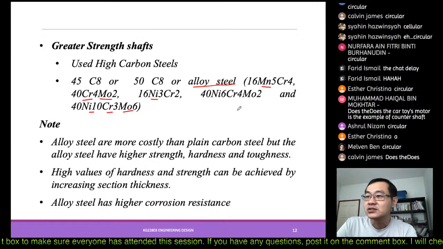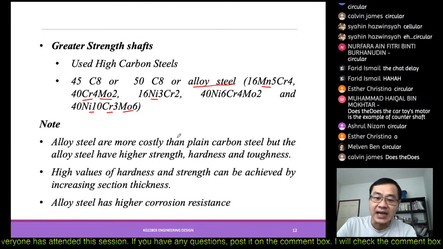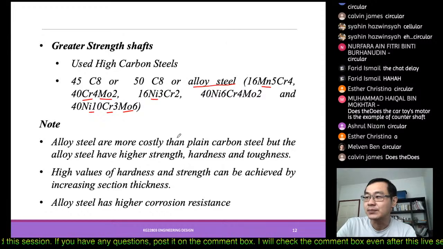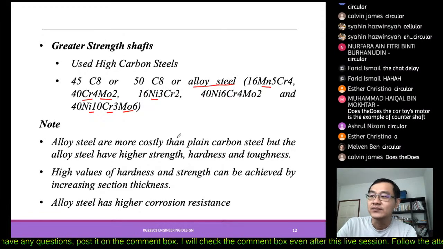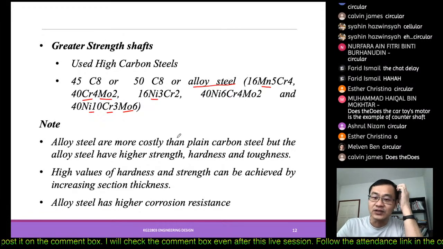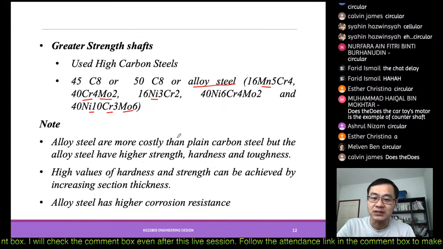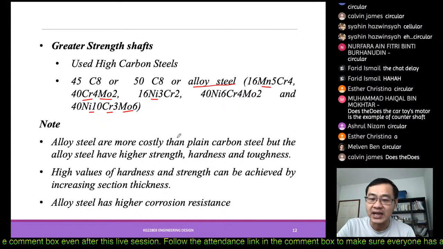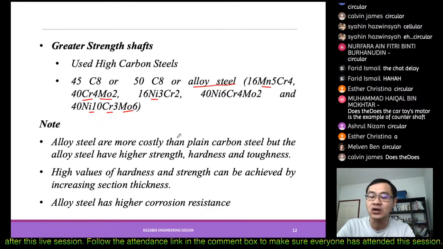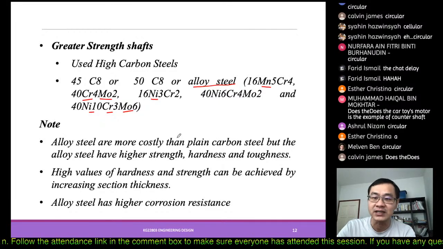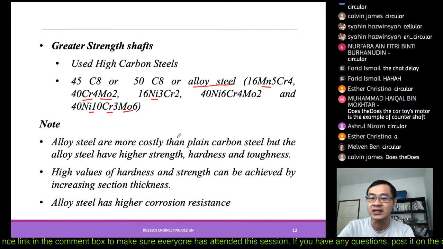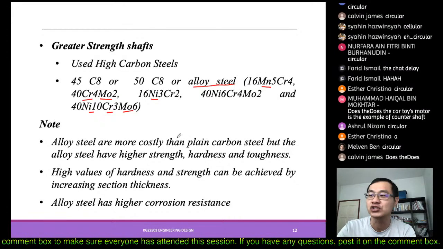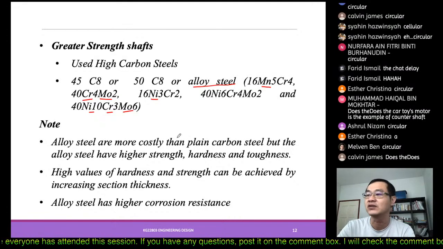So here usually the alloy steels are more costly than the plain carbon steel. But if we look into the possibility of getting higher strength, hardness, toughness, and so on, then it may be worth it, depending on your applications, and the value of your machines or the design that you want to deliver, right?